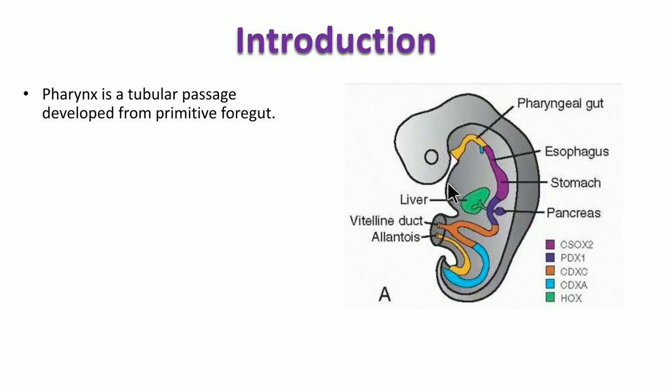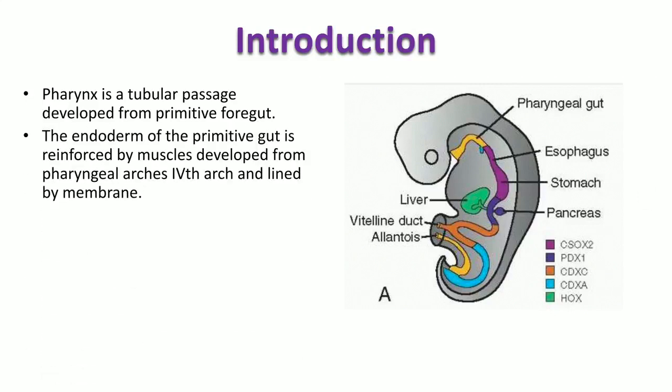Now, this primitive gut is mainly an endodermal derivative. So it gives rise to your inner part, that is your mucous membrane and the epithelial lining of the gut. Now this has to be surrounded by muscle, which reinforces the whole of your GIT. You have inner circular and outer longitudinal muscles, which are mainly derived from the intra-embryonic mesoderm.